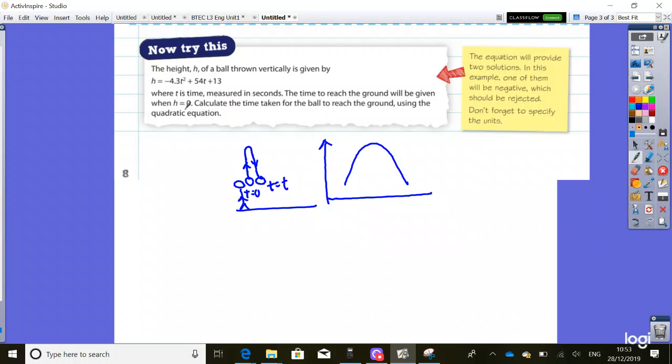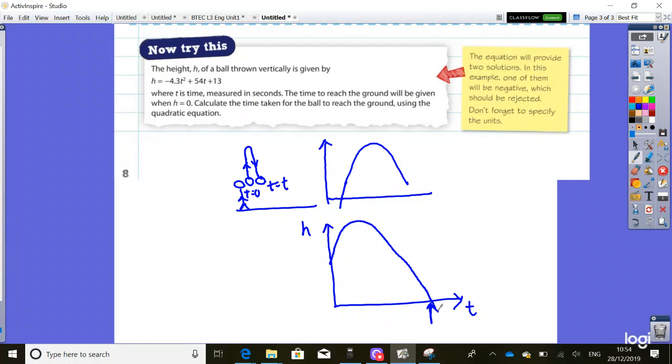Where t is time measured in seconds, the time to reach the ground will be given when h equal to 0. So there's two positions in which it will reach the ground. Let me show you again. It's going to start from his hand, so at time t equal to 0, let's say this is t, this is h, it's going to start at a certain height, depending on the height of his arm. Then he's going to throw, and at a certain time t, it's going to fall back down to the ground. That's what we're looking for.